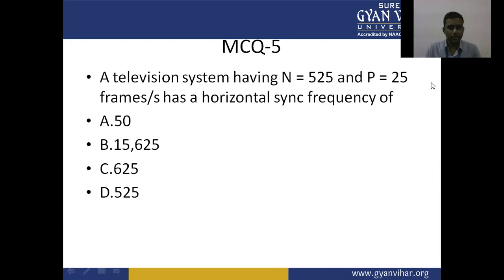A television system having n equal to 525 lines and p equal to 25 frames per second has a horizontal sync frequency of A, 50; B, 15,625; C, 625; D, 525.